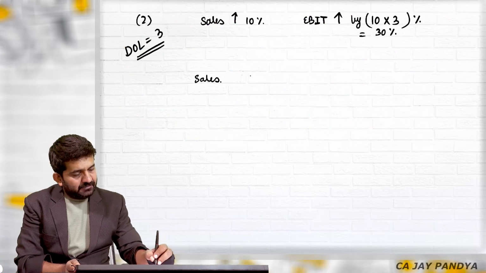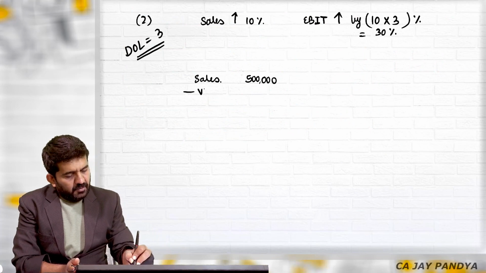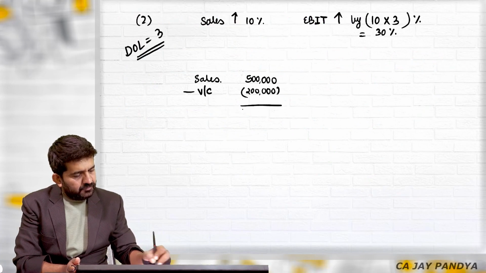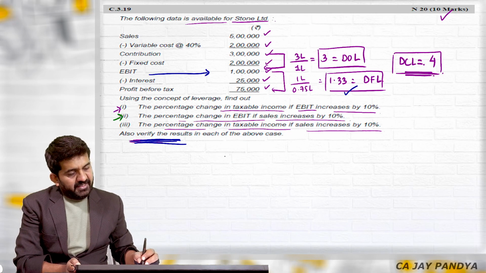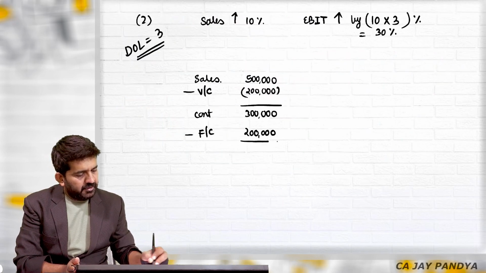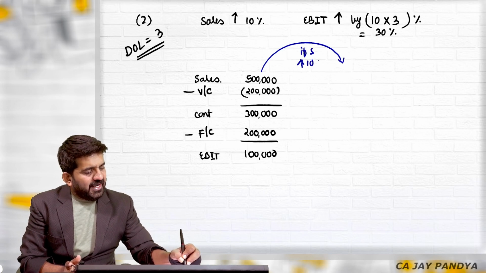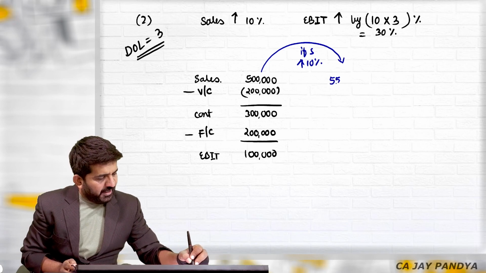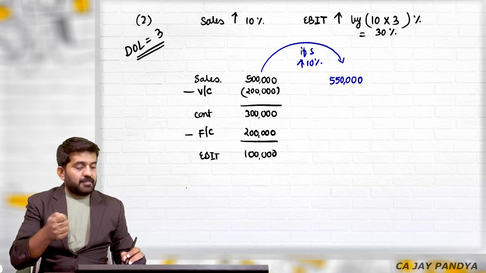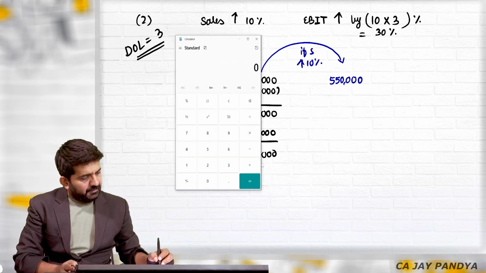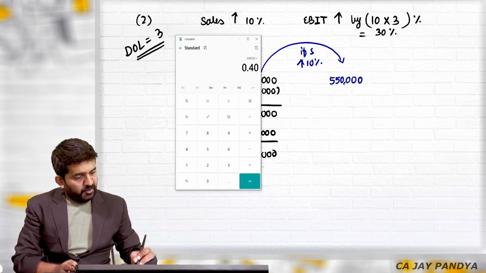Sales is 5 lakhs minus variable cost is 40%, 2 lakh. Contribution is 3 lakhs minus fixed cost is 2 lakh, and so EBIT is 1 lakh. If sales increases by 10%, how much sales will I have to keep? 5,50,000. Sales increases by 10%. Variable cost is 40% of sales. So new variable cost will be 5,50,000 into 40%.